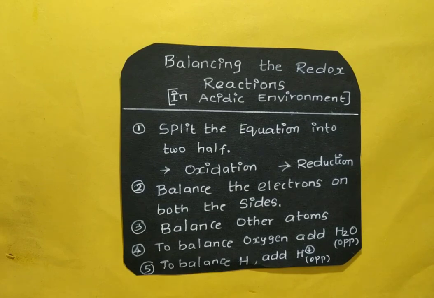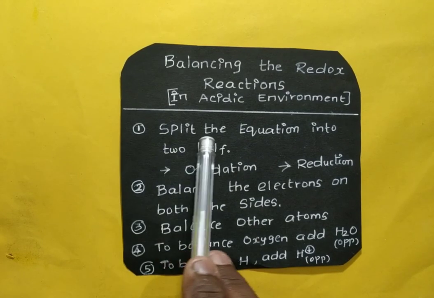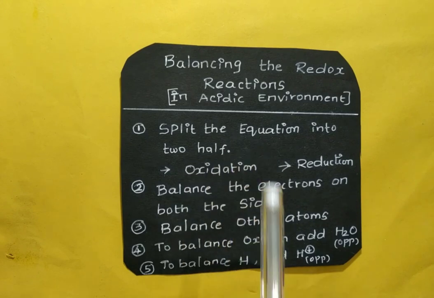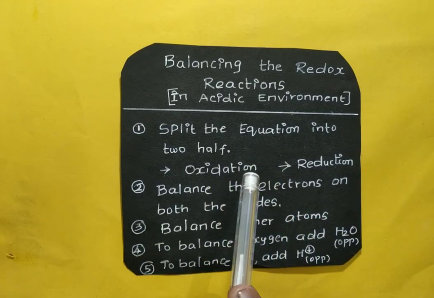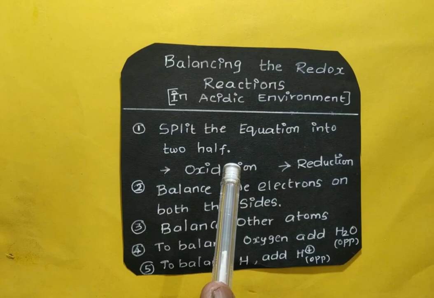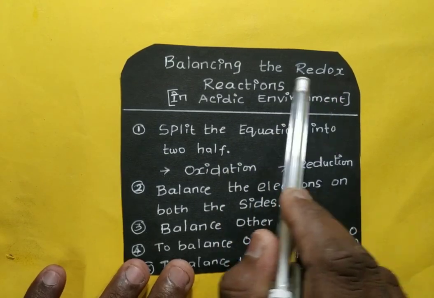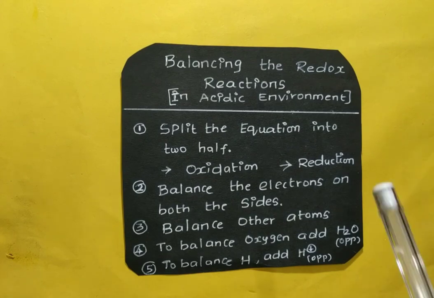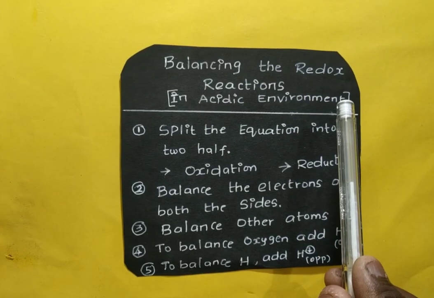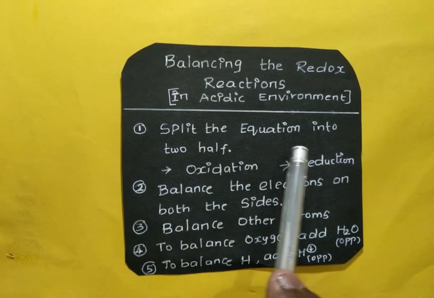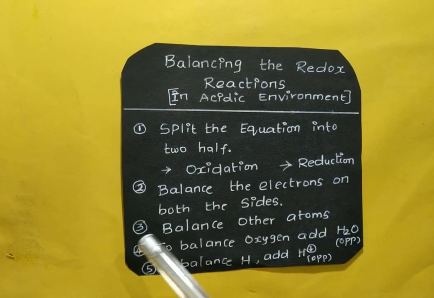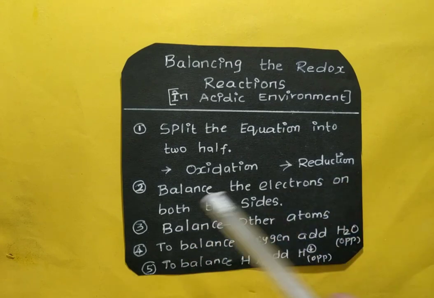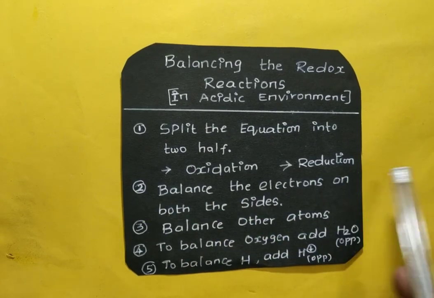Step number one: you have to divide this equation into two halves. Why do we have to split the equation into two halves? Because this is called a redox reaction. Redox means both oxidation as well as reduction taking place simultaneously. That reaction is called a redox reaction. Are you able to understand? That's why I have to split the equation. For our convenience, we split the equation into two halves. One is the oxidation half, another one is the reduction half.